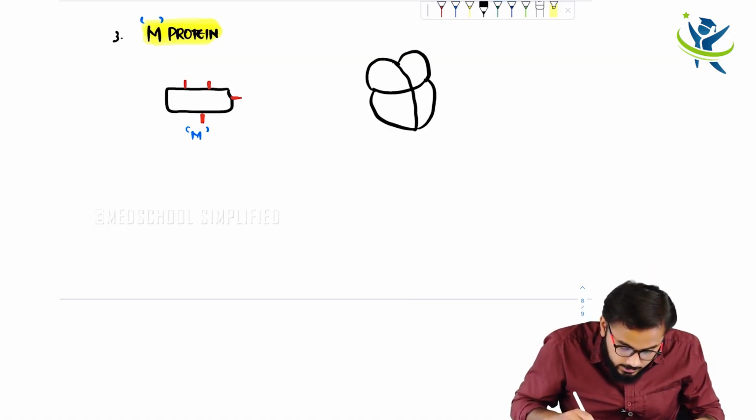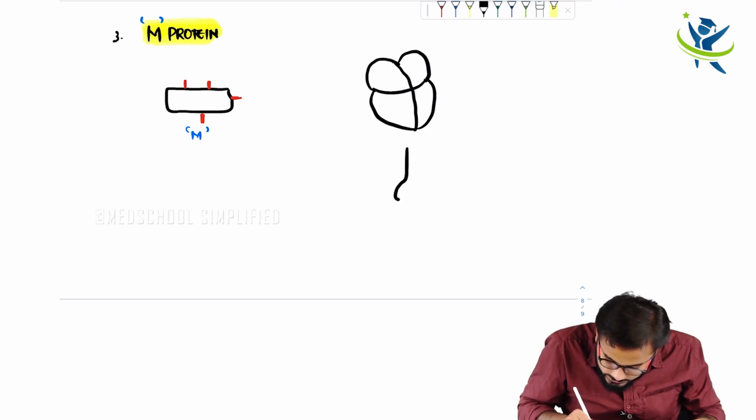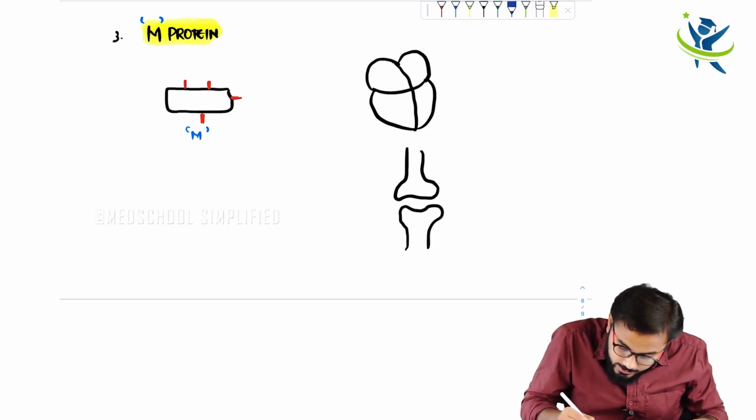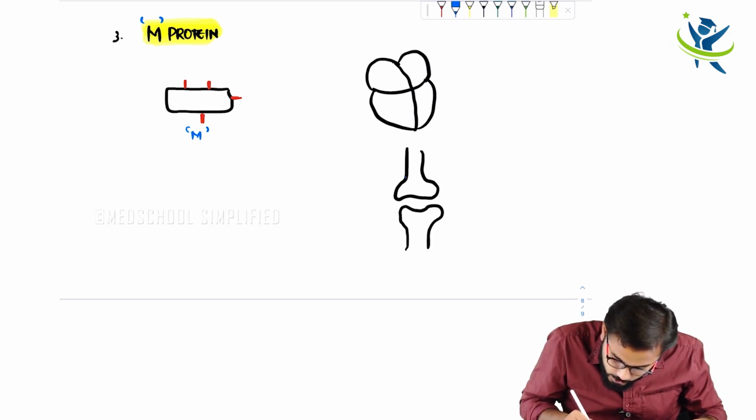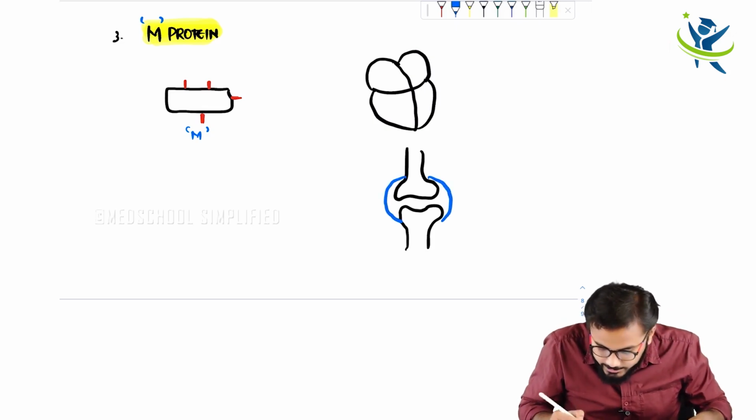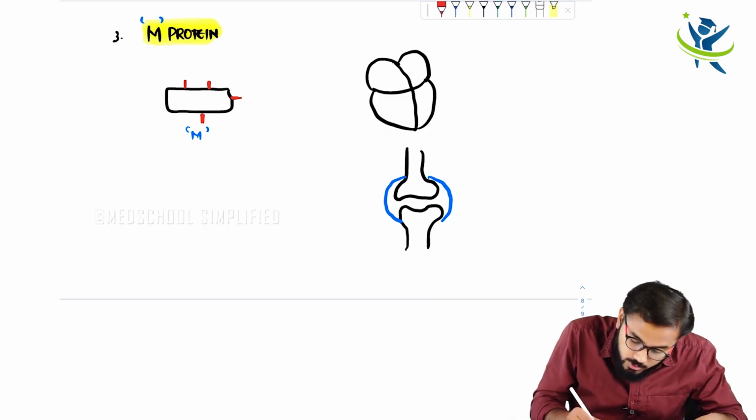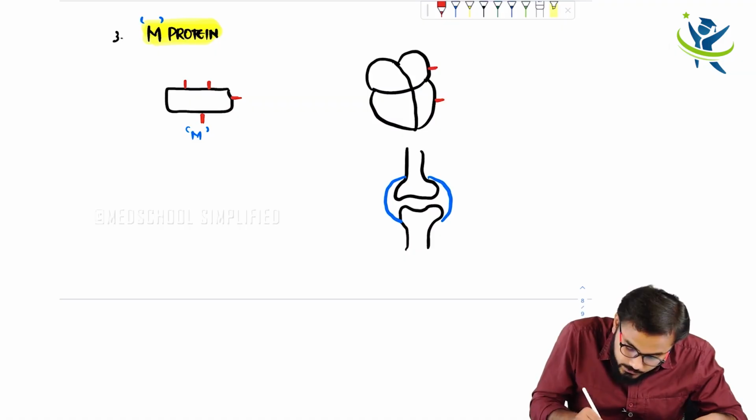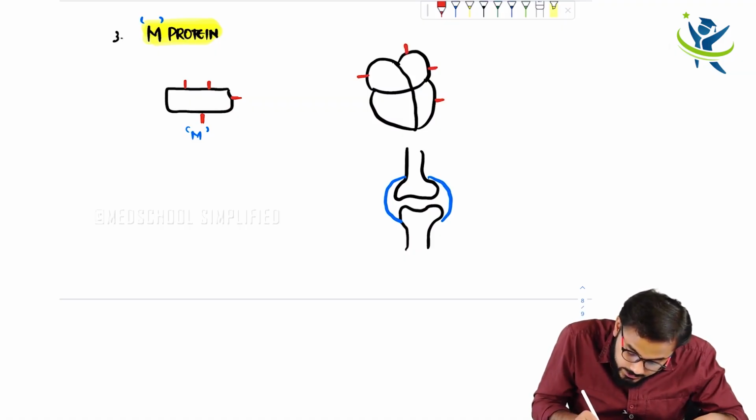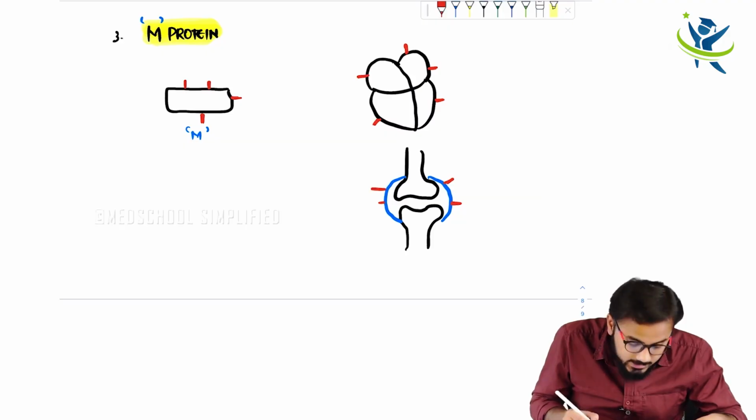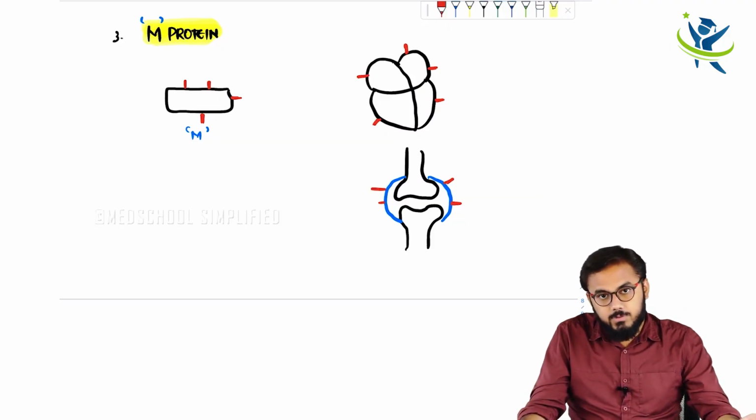not only that, even in my joints, let us say this is my joint. So not only in the heart, but even in my joint capsule, even in my joints and heart, in both of these things also you have got these M proteins. So normally M proteins are present even in your joint region, right? They are also present on the surface of the bacteria.